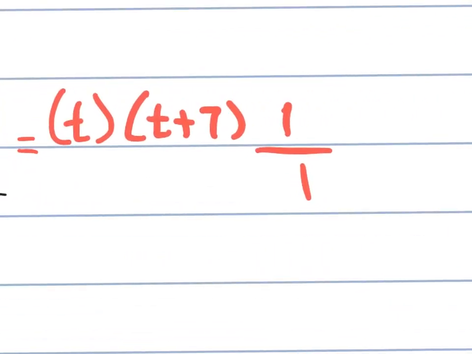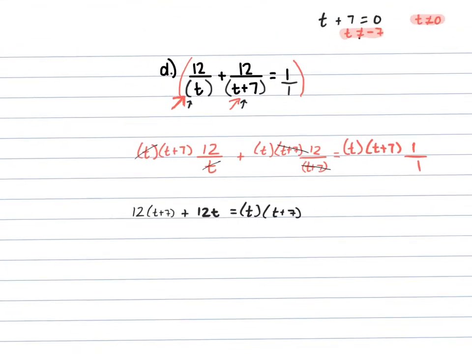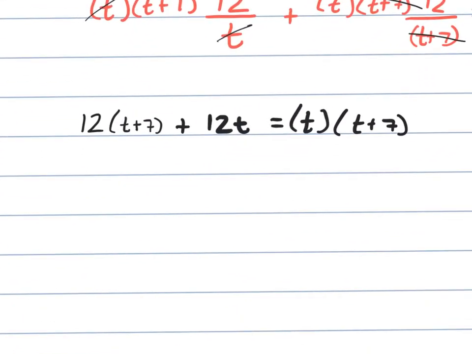And what cancels out on the last one? Nothing. So now it looks much easier. There's no more fractions, so we're going to deal with this now. What's the first thing that I should do?